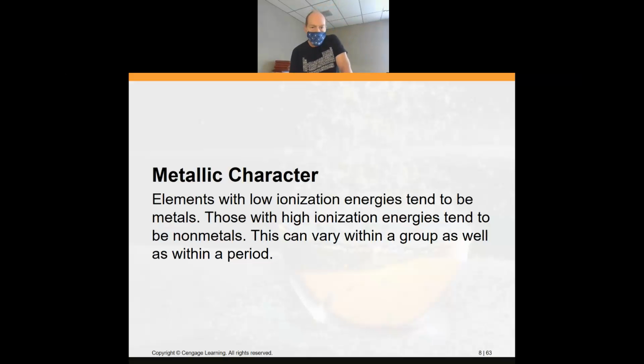All right. Elements with low ionization energies tend to be metals. Those with high ionization energy tend to be nonmetals. So again, metals are easily ionized. Nonmetals want to be anions, not cations.